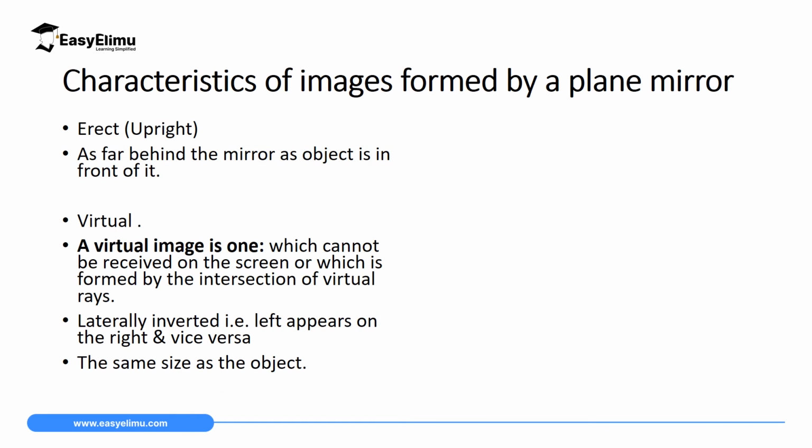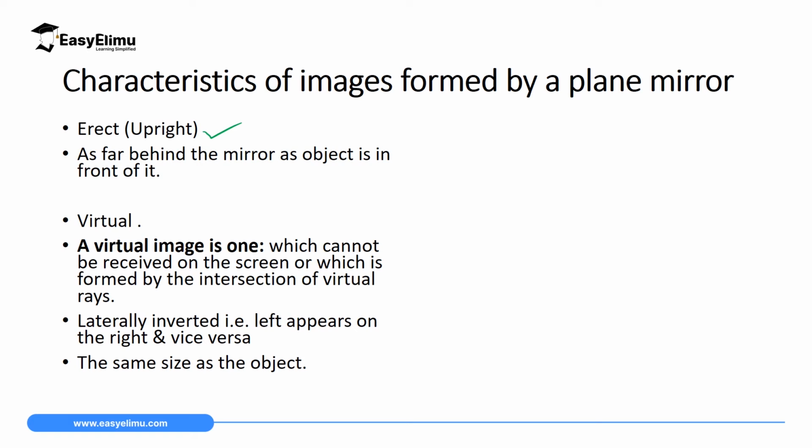So from the image that we have just formed, we can now give the characteristics of images formed by plane mirrors. The first characteristic is that the image is erect. Image is erect means the image is upright. The upper part of the object is the same as the upper part of the image, and the lower part of the object is the same as the lower part of the image.